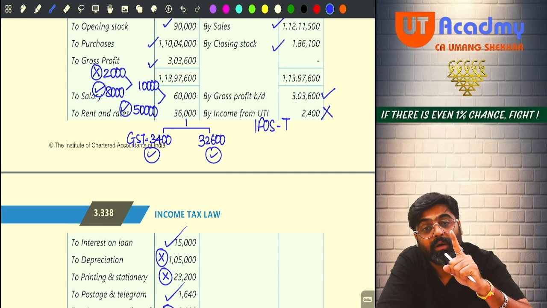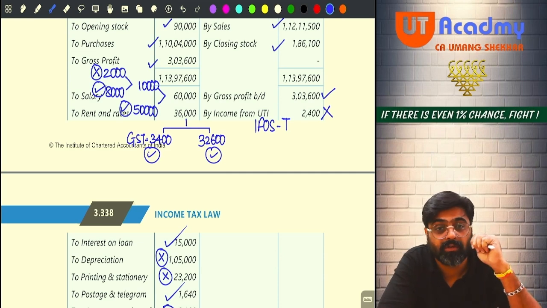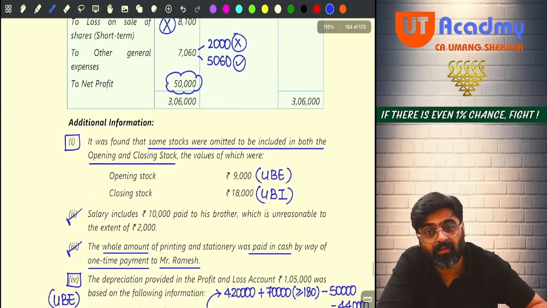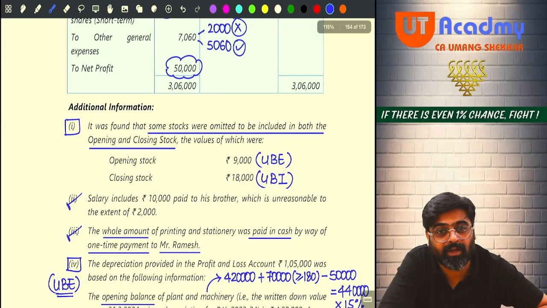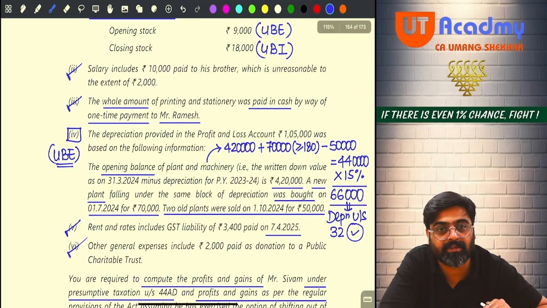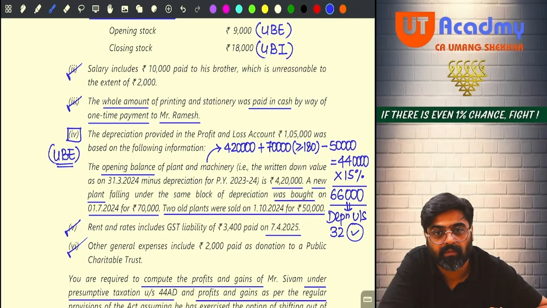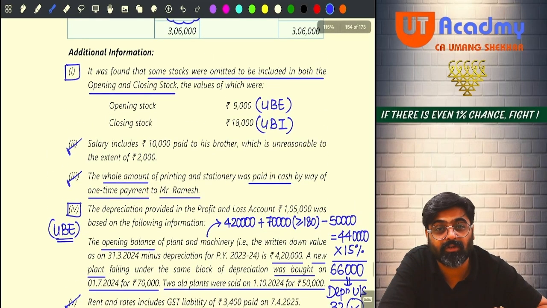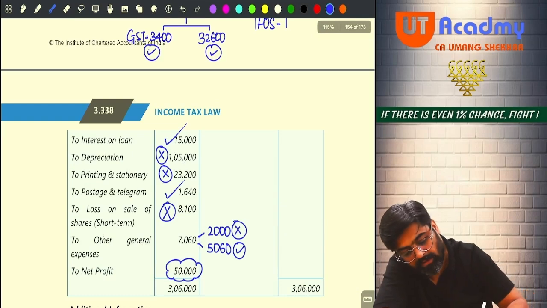Now, do you have UBE, unrecorded business expenses, meaning those things which are to be reduced out of your business profits but not reduced? Number one, opening stock 9,000, reduce 9,000 opening stock. Number two, unrecorded business expense, depreciation, reduce 66,000 depreciation. All the UBE done. Now UBI, unrecorded business income, 18,000 closing stock, which was not recorded on income side. Yes or no? Add 18,000. You will get one answer.